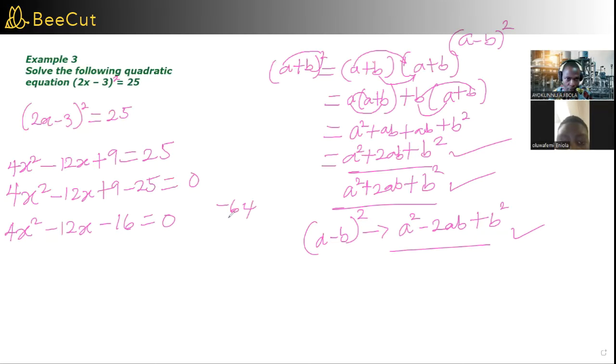So two numbers to multiply to give you negative 64 and to add to give you negative 12. What are the two numbers? Yes, to multiply to give negative 64 and add to give negative 12.